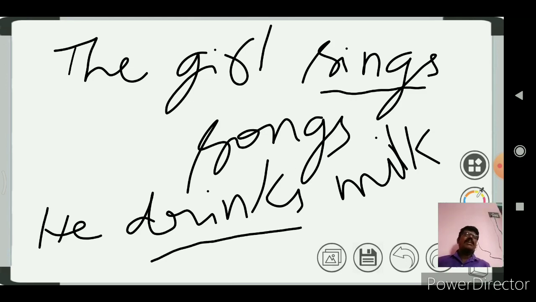So students, these are all action words. Sing. When I ask you to sing, you just start singing. When we ask a person to drink, he just starts to drink water or milk or something. So drink, sing, play, go, come. These are all action words. So these kinds of verbs are called action verbs or dynamic verbs.